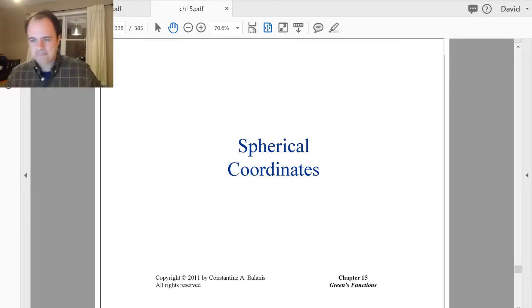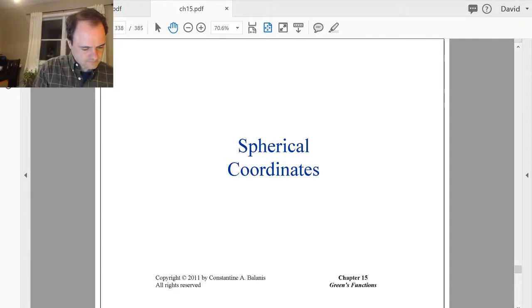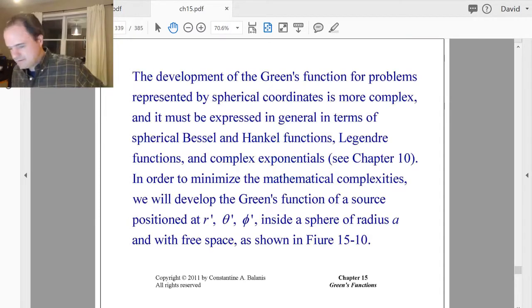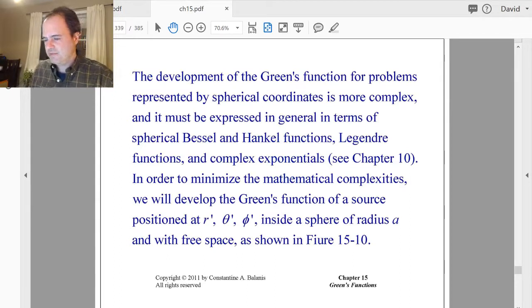So spherical coordinates. Spherical coordinates are more complex, so let's go through them. The development of Green's functions for problems in spherical coordinates is more complex and must be expressed in terms of spherical Bessel functions, spherical Hankel functions, Legendre functions, and complex exponentials. In order to minimize the mathematical complexities, we will develop the Green's function of a source positioned at r prime, theta prime, and phi prime inside a sphere of radius a with free space, as shown in 1510.